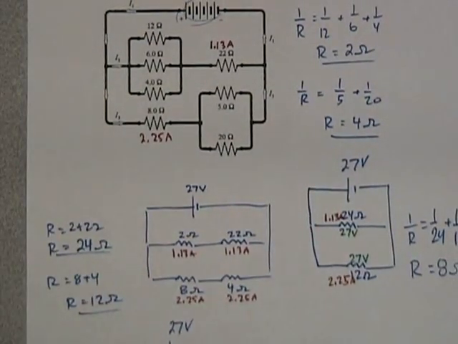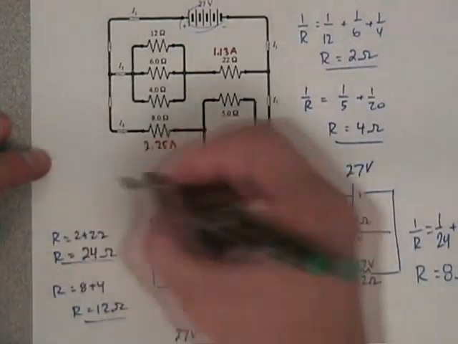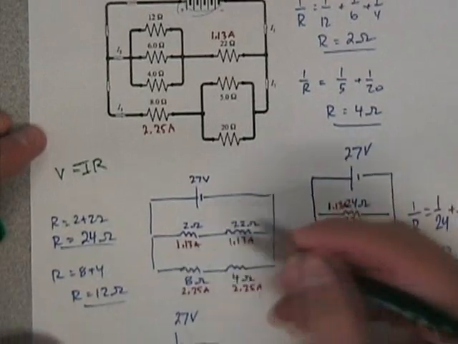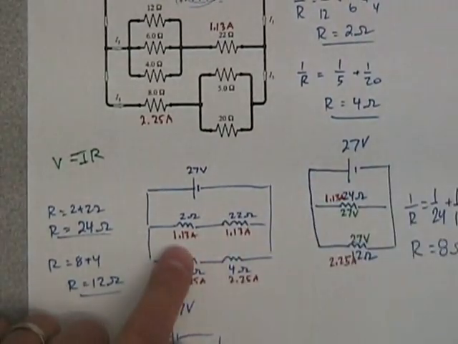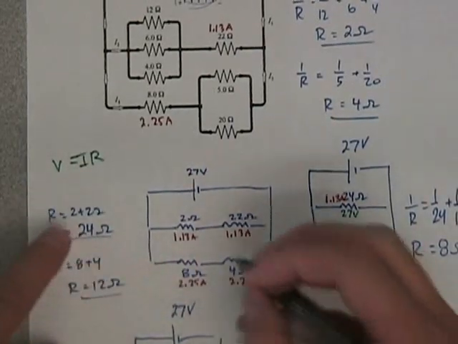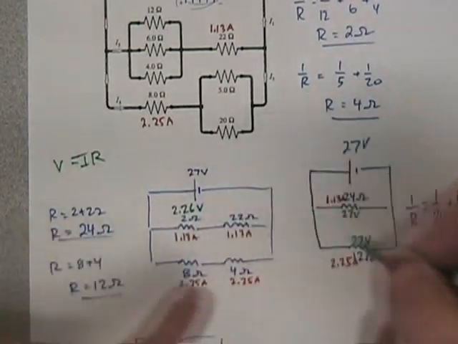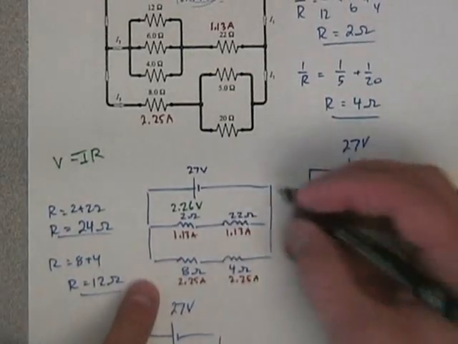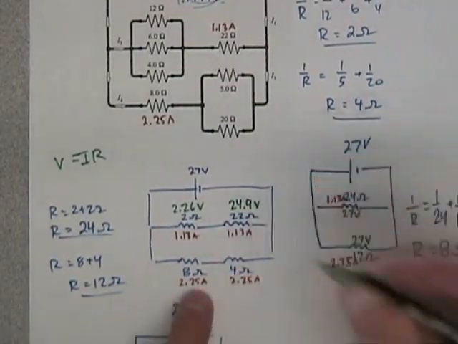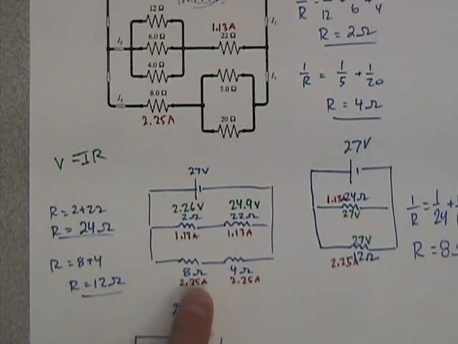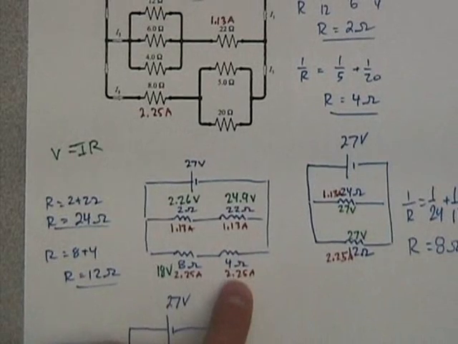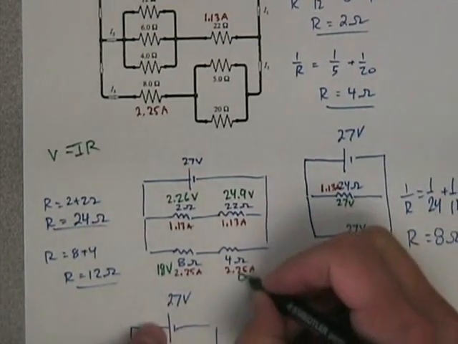But what I can do is go back to my Ohm's law formula, V equals IR, and figure out what my voltage is in all four of these. So it's just going to be I times R. 1.13 times 2, that's 2.26 volts. 1.13 times 22 is 24.86, so I'm going to call it 24.9 volts. 2.25 times 8, that's 18. And 4 times 2.25 is 9.